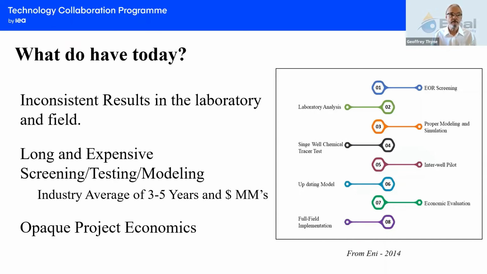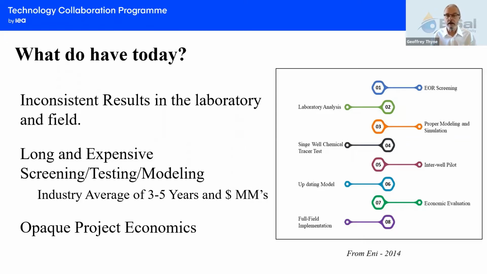Well, we have inconsistent results. That's both capitalized, and it's important. Inconsistent results in both the laboratory and field. It's long and expensive to screen, test, and model. The industry average is 3 to 5 years and costs millions of dollars. And the project economics have been rather opaque. I mean, there's just not a good paper we can go find with actual case histories where we can compute these economics, because in the end, deploying any technique in the field is going to come down to economics.